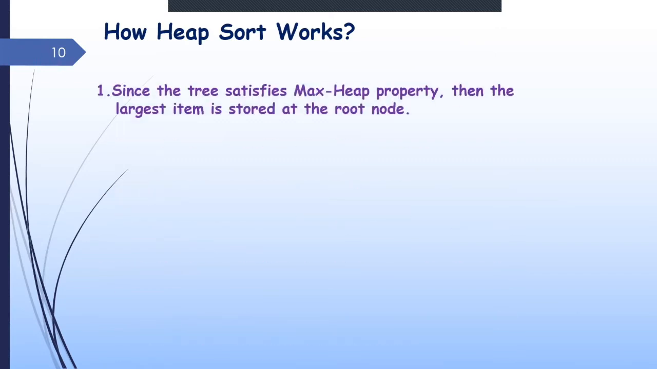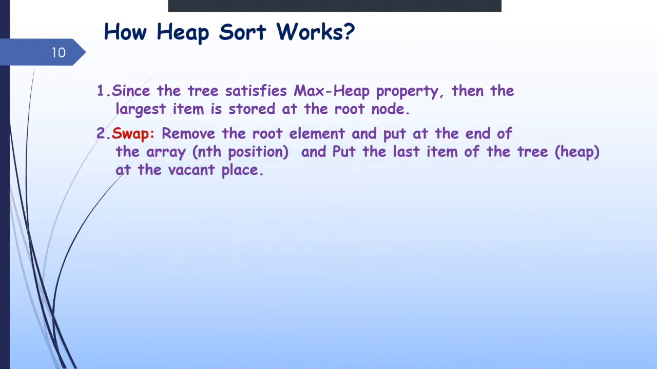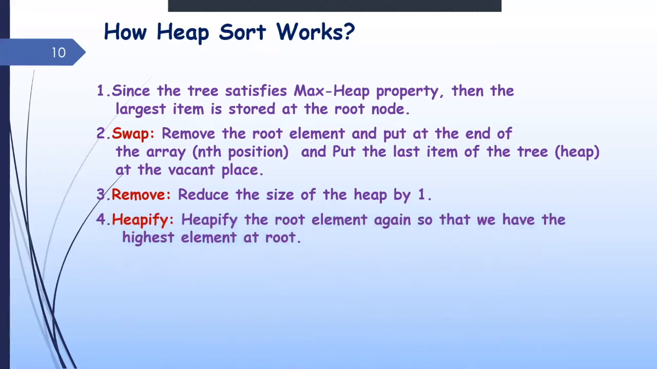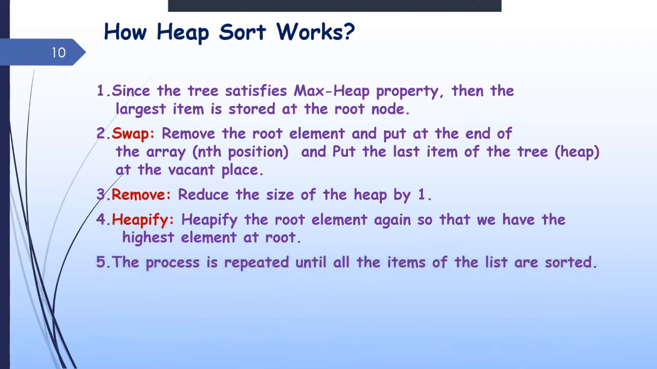How heap sort works. Since the tree satisfies the max heap property, the largest item is stored at the root node. Swap: remove the root element and put it at the end of the array, and put the last item of the tree at the vacant place. Remove: reduce the size of the heap by 1. Heapify: heapify the root element again so that we have the highest element at the root. The process is repeated until all the items of the list are sorted.